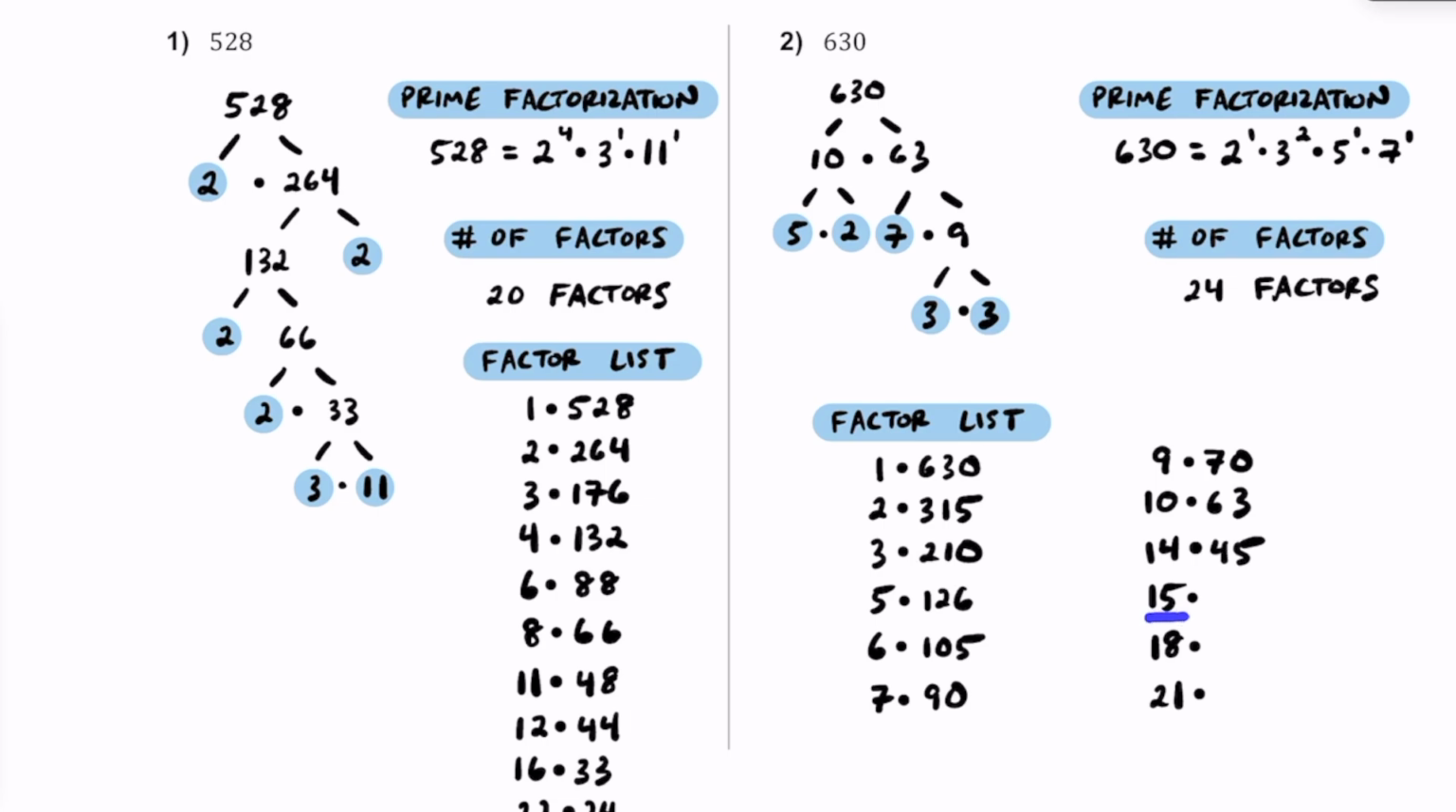For 15, 15 is coming from 5 and 3, right? So the rest of these, let's see, that's 3 times 2 is 6. 6 times 7 is 42. Looks like 15 times 42 would be 630 as well.